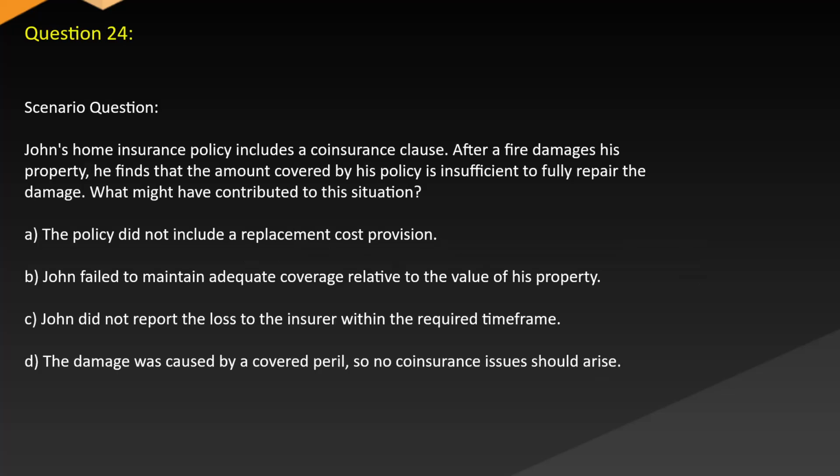Question 24. Scenario question. John's home insurance policy includes a coinsurance clause. After fire damages his property, he finds that the amount covered by his policy is insufficient to fully repair the damage. What might have contributed to this situation? A. The policy did not include a replacement cost provision. B. John failed to maintain adequate coverage relative to the value of his property. C. John did not report the loss to the insurer within the required time frame. D. The damage was caused by a covered peril, so no coinsurance issues should arise.